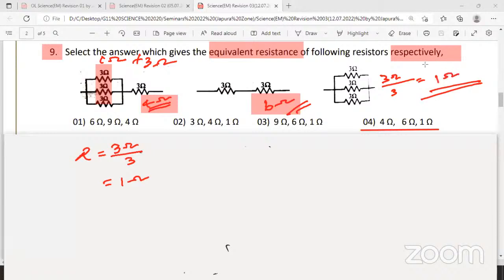So they ask respectively, then you get 4, 6, 1. The answer is the 4th.